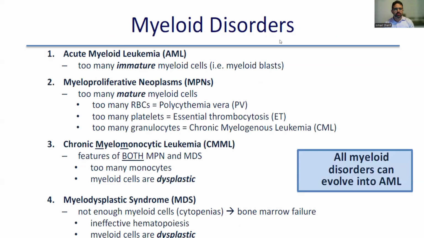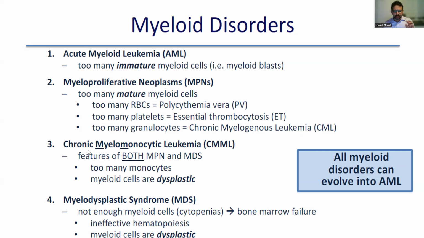So the myeloid disorders first will have the acute myeloid leukemia, which is in the immature cells or blasts. And then we'll have the myeloproliferative neoplasms with proliferation. We have either too many red blood cells, which develops polycythemia. Too many platelets will have essential thrombocytosis. Too many granulocytes basically develop chronic myeloid leukemia or malignant leukemia.